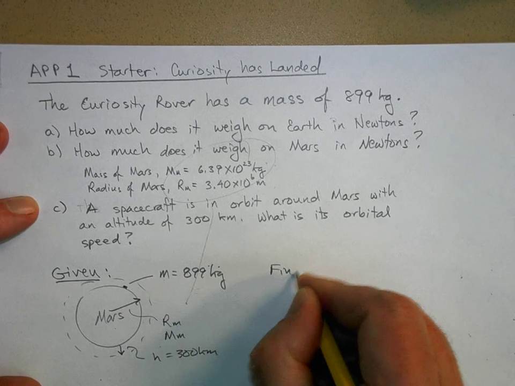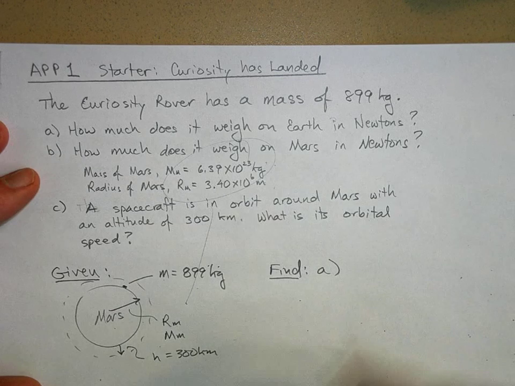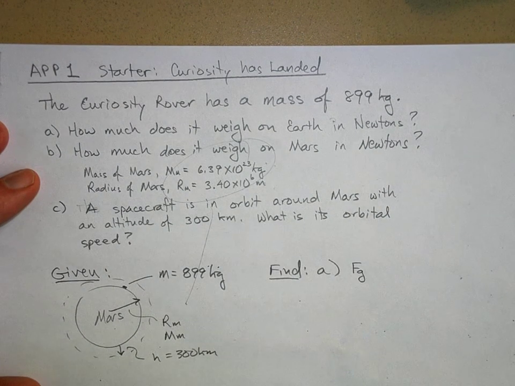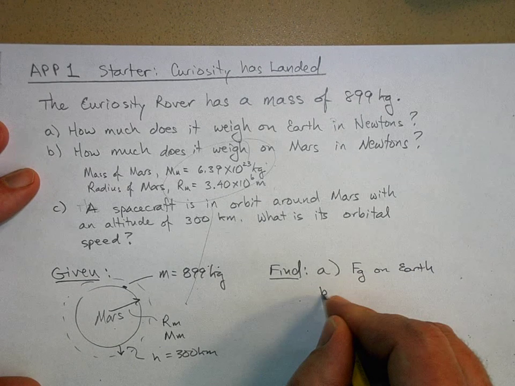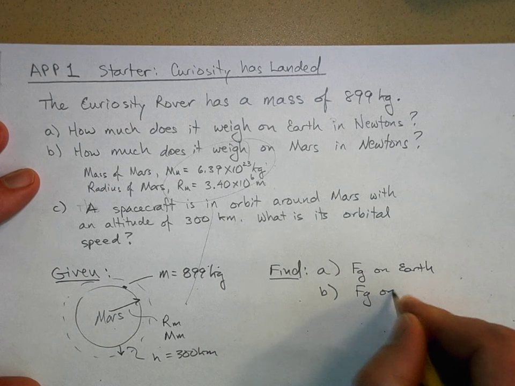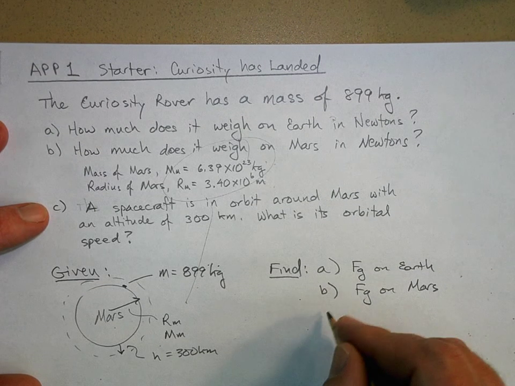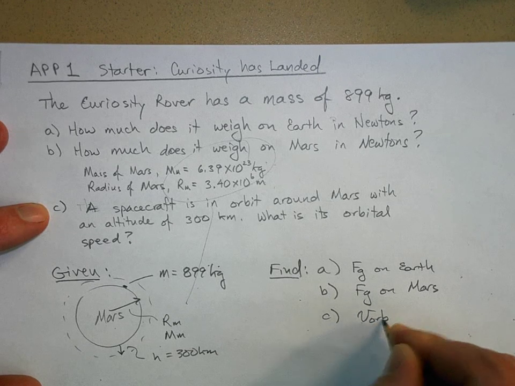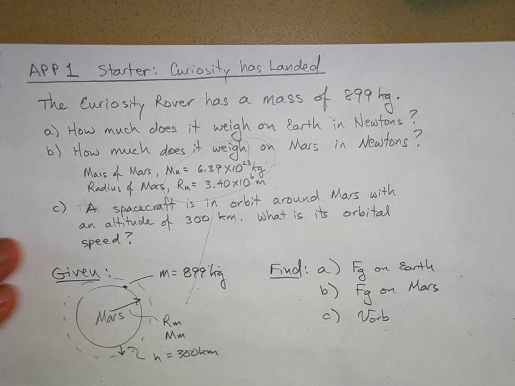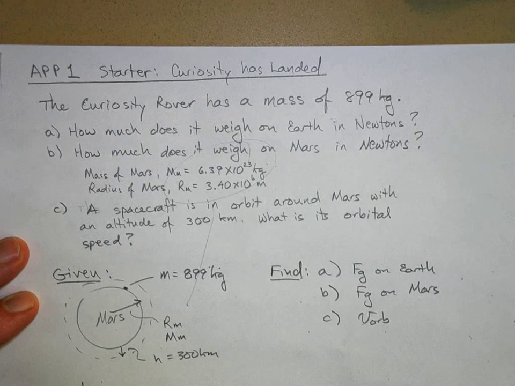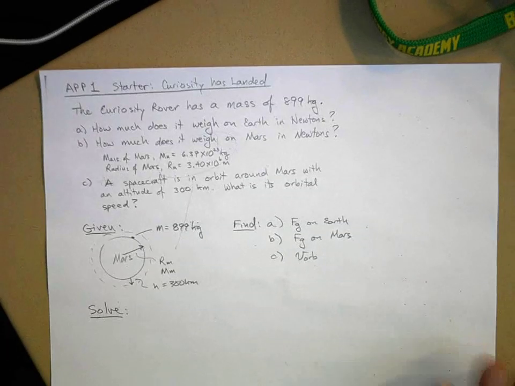And so what are we trying to find? Well, A, what is the force of gravity on the Curiosity rover on Earth? And then B, what is the force of gravity on Mars? And then part C, what is the orbital velocity of the spacecraft in orbit that it's using to communicate with Earth? All right, so now let's solve. Oops, let me zoom out.